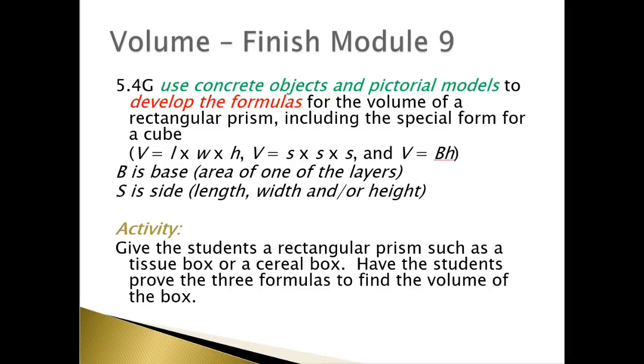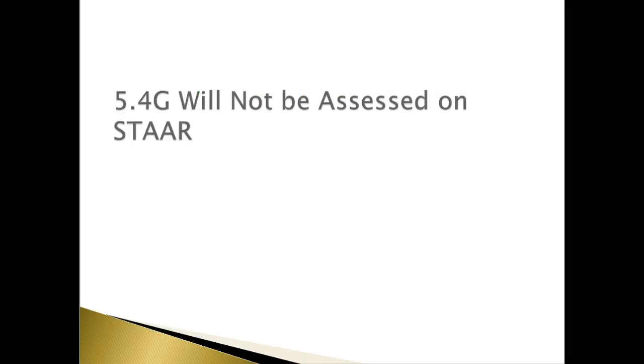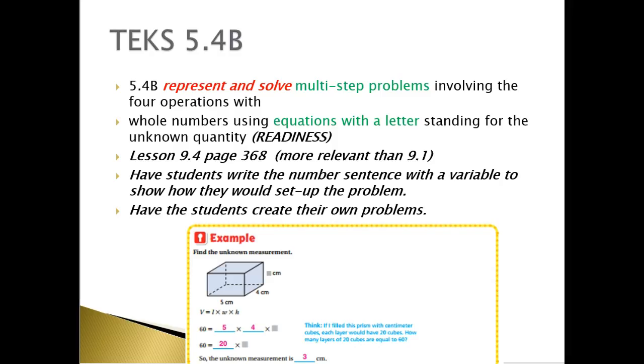Now, one thing to remember is 5.4g is not assessed on STAR, but it is something the kids should still learn. Then we'll go into 5.4b, where the kids will be representing and solving multi-step problems. And notice here we will go more into the abstract form of volume, where the kids will just have the numbers, possibly with a missing side, and have to determine what the volume is. So they had to know 5.4g about formulas to be able to do this.